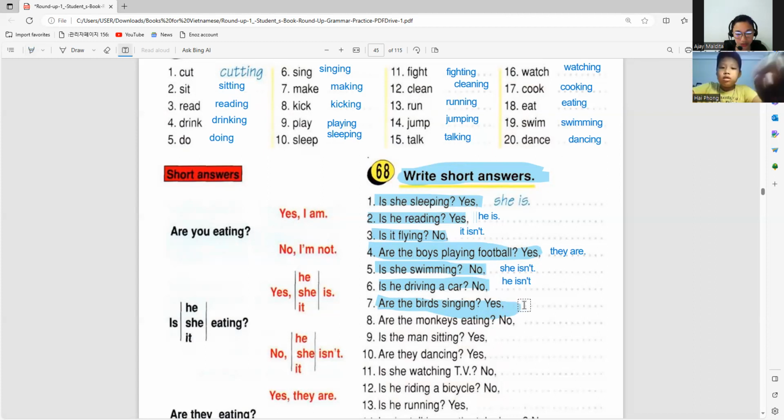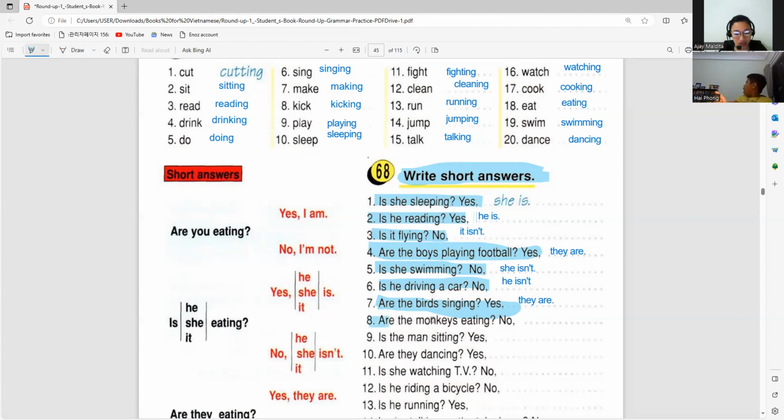Yes, it is. Many birds. Yes, they are. Okay, yes, they are. If many, we will use "they." If only one, we will use "it." Okay? Do you understand now, Phong? Yes. Okay, so Phong, let's proceed, number 8.